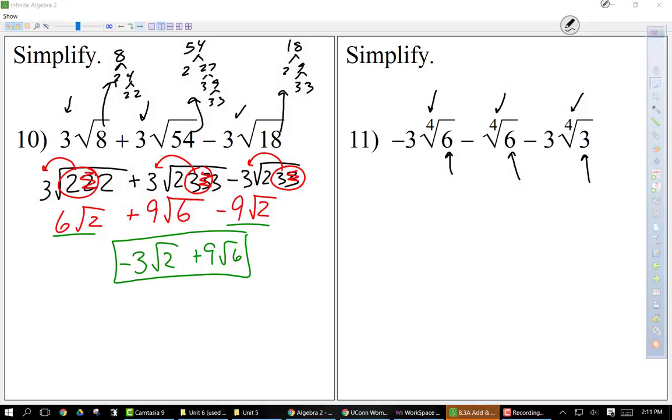So these are all the same, these 6's. What I can do is take the negative 3 and the minus 1 to get a negative 4, 4th root of 6 minus 3, 4th root of 3. Some of you might be wondering, how come I didn't take the 6 up here and do a 2 times 3? Well, because nothing can pop out, so that's why I didn't waste my time on that.